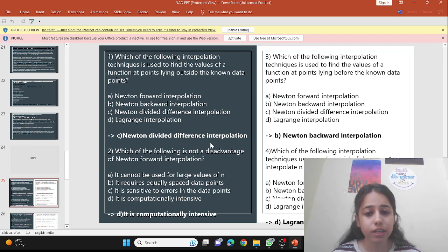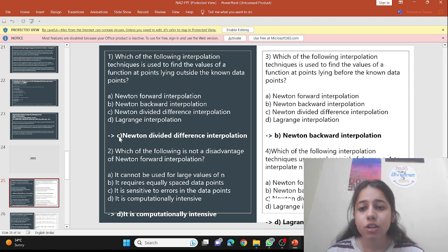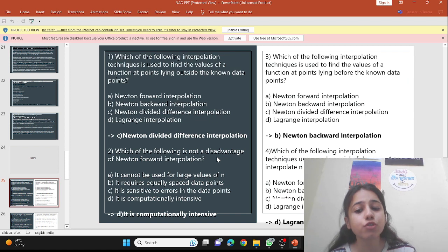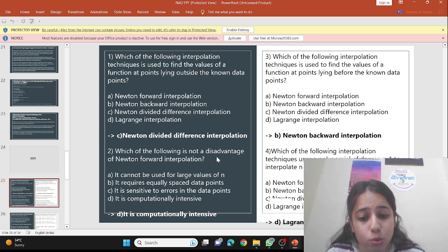This we have studied in our class. So the second question is, which of the following is not a disadvantage of Newton forward interpolation? We have to check which of the following is not a disadvantage. Means we have to check the advantage of Newton forward interpolation. First option is it cannot be used for large values of n. Second, it requires equally spaced data points.